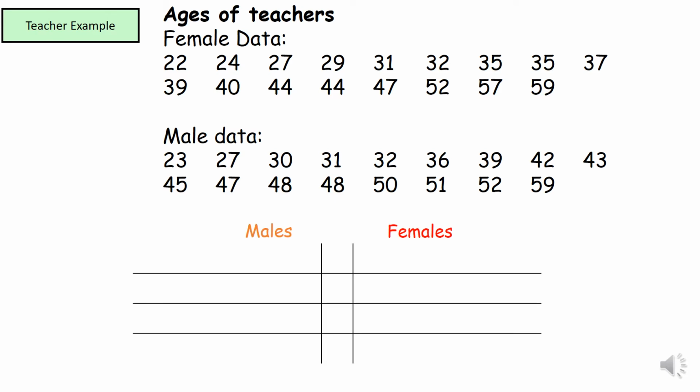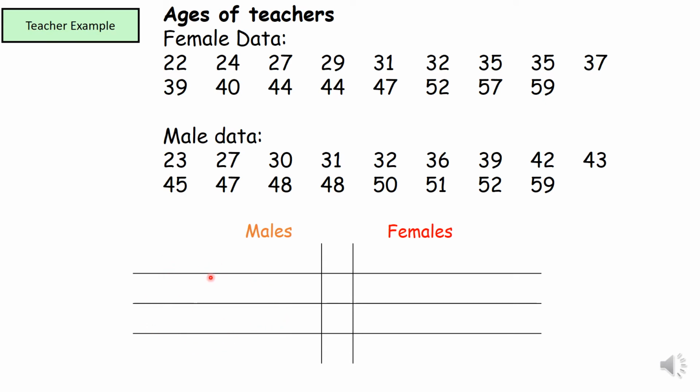Okay, so in this question, you have two parts. This part of the stem and leaf belongs to the female. This part belongs to the male, and they both share the same stem. Okay, so they share the stem. Leaf for the female goes there, and then leaf for the male goes there.